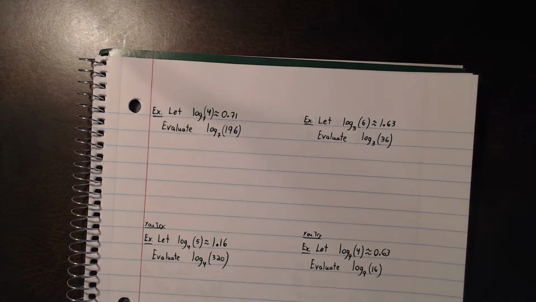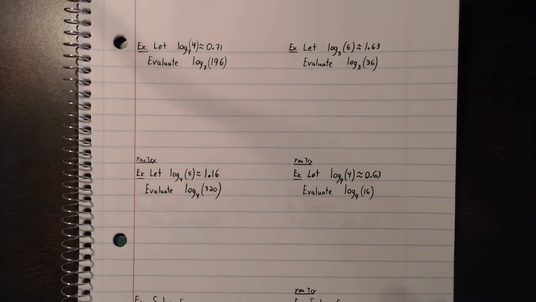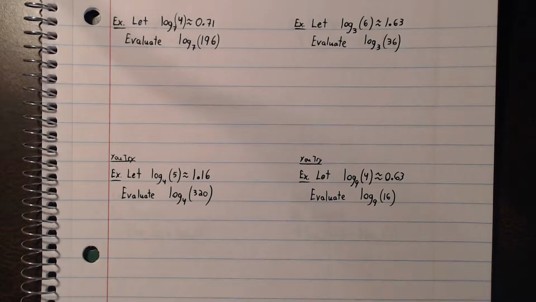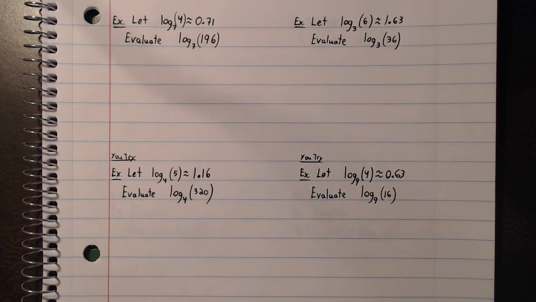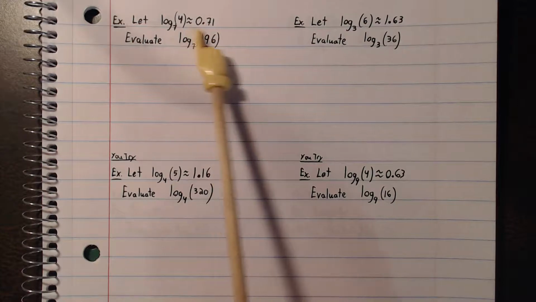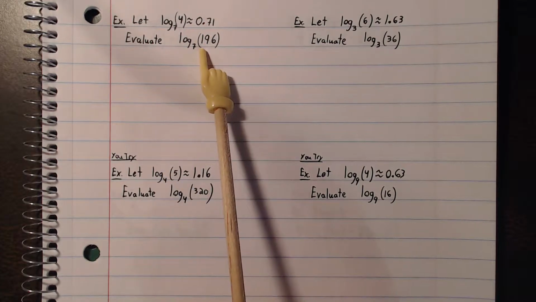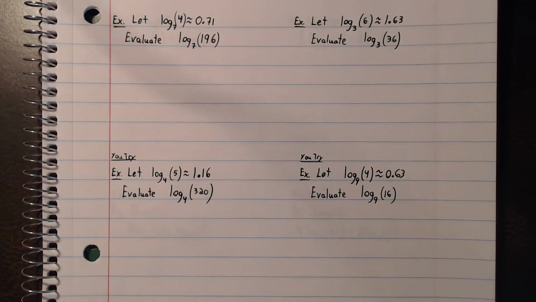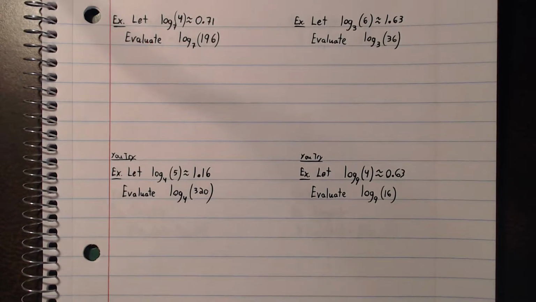Alright, so let's see. We're going to have a couple of different types of questions. The first type, they're going to give us a log base and a value equal to something approximately, and we're going to want to evaluate. That's what the first type of questions will look like. So here they tell us log base 7 of 4 is approximately 0.71. We want to evaluate log base 7 of 196.